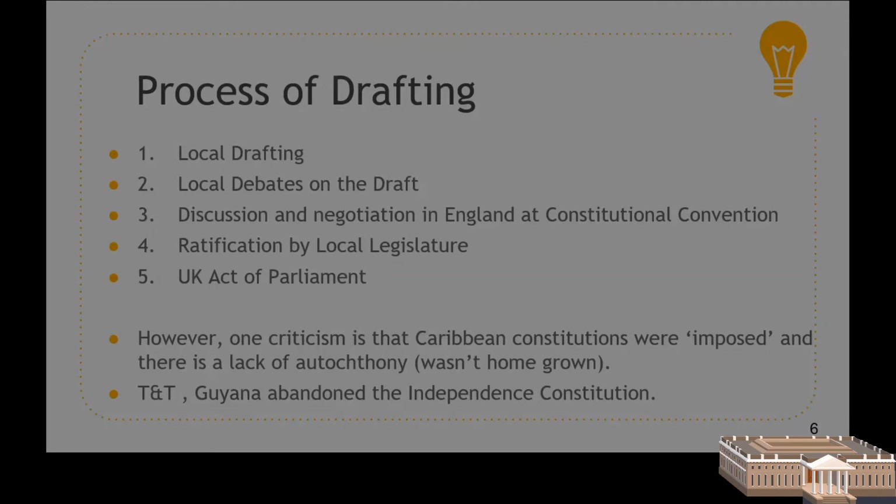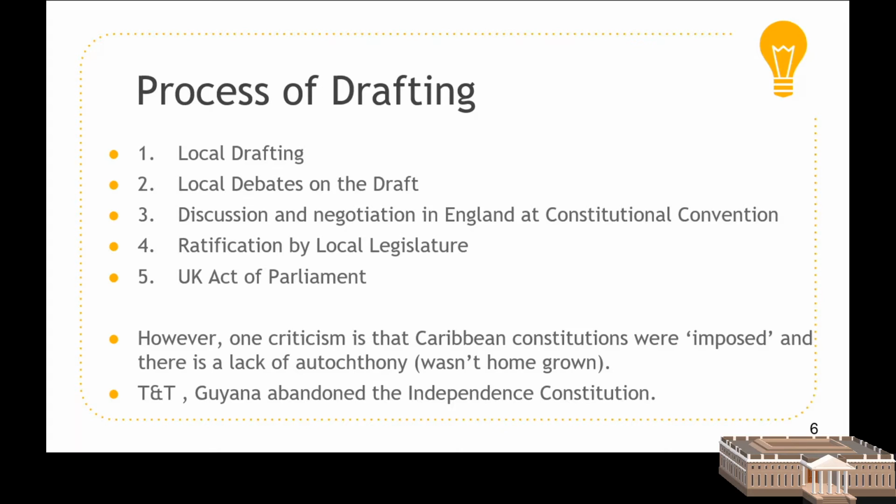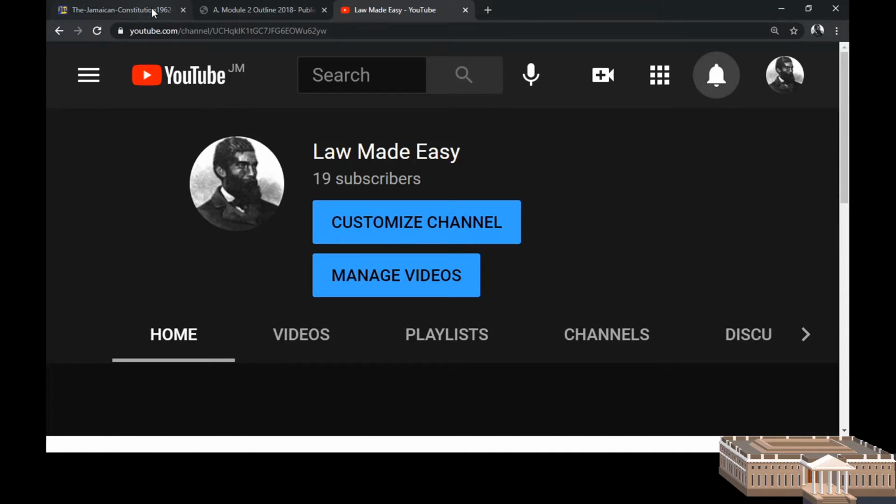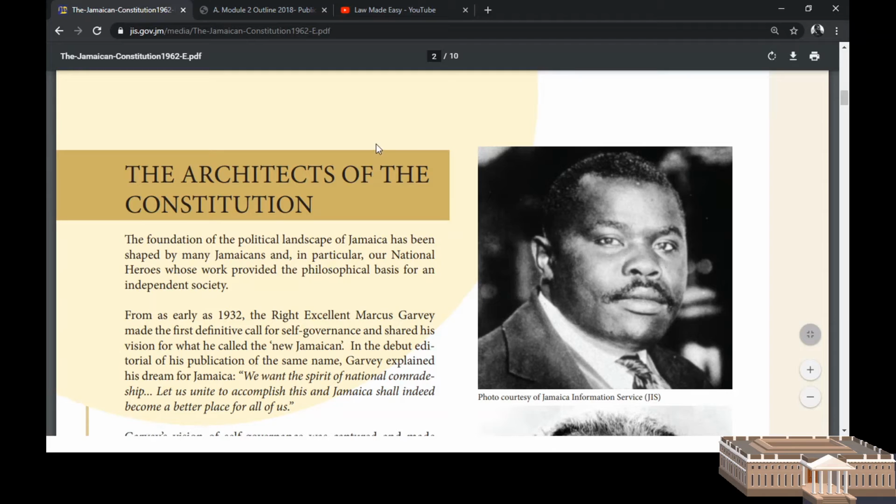So constitutions are created. We have a written constitution, so it goes without saying that there had to be someone writing something or giving something in a written format. It begins in a process of local drafting. And as I said, there's a document I'll be sharing with you on the architects of the Constitution. Let me quickly show it. Here it is, given to us by JIS, the Jamaican Information Service.